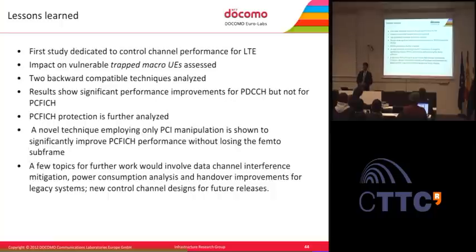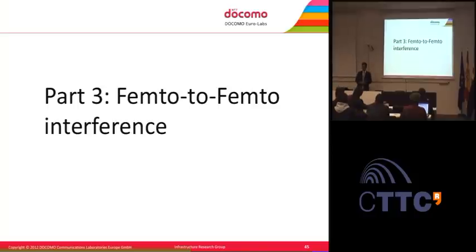So the first study was dedicated to control channel performance in LTE. We looked at only the trapped macro UEs because these are the vulnerable ones. We analyzed some backward compatible techniques. We showed that we have a good improvement for PDCCH, but not for the PC-Fitch, which is the important one. So we analyzed that further. We came up with a new technique to protect the PC-Fitch without losing the femto subframes. And we could think of still some further improvements, for example, power consumption analysis, handover improvements, so that you don't have this ping pong of users coming in and out, new control channel designs, etc. Okay, so that terminates part 2, which was femto-to-macro interference. I hope you're not too bored already, but people in industry, we have to think about this.